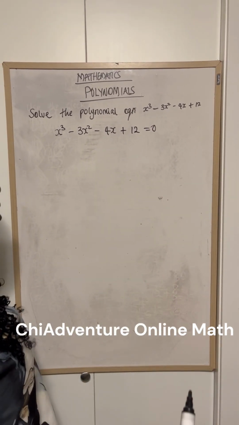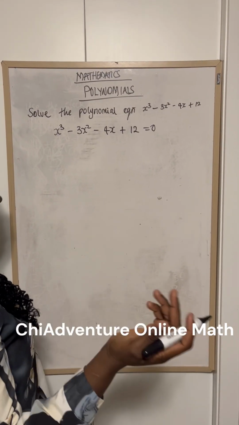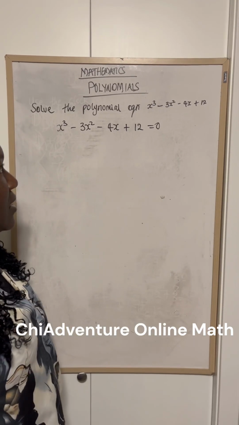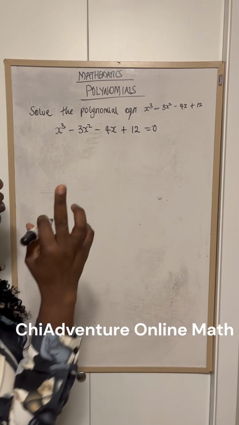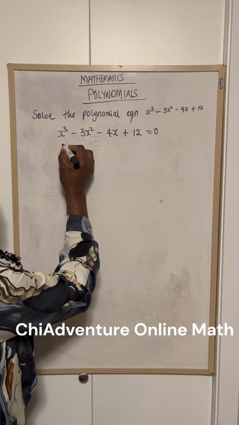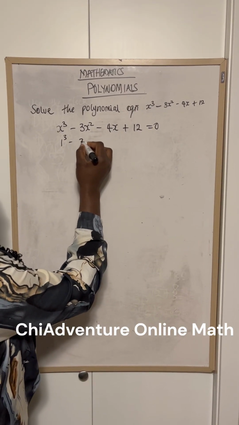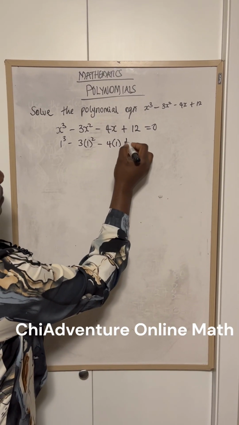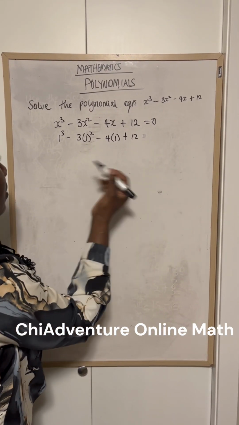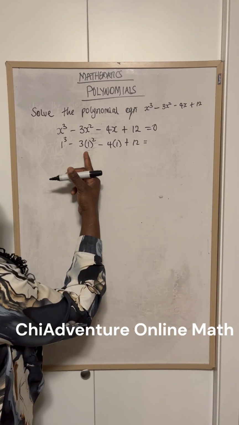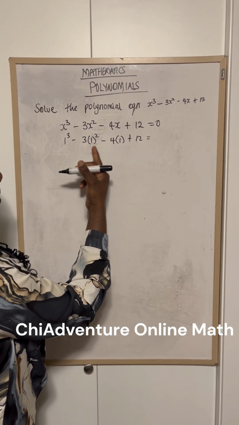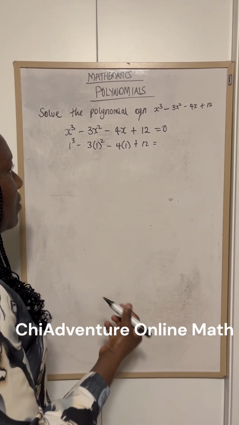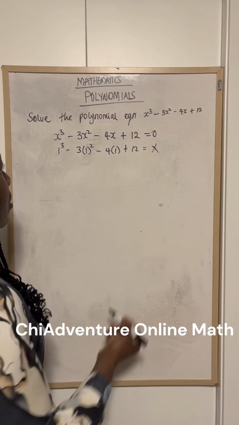So the first thing we're gonna do is to say what number will we give x to make this equation 0. So we'll start by saying 1. So if we have 1, this will be 1 cubed minus 3 into 1 squared minus 4 into 1 plus 12 is equal to what? So this is 1 minus 3, that will give us minus 2. Minus 2 minus 4 is minus 6. So this will not give us 0. So this value is wrong.